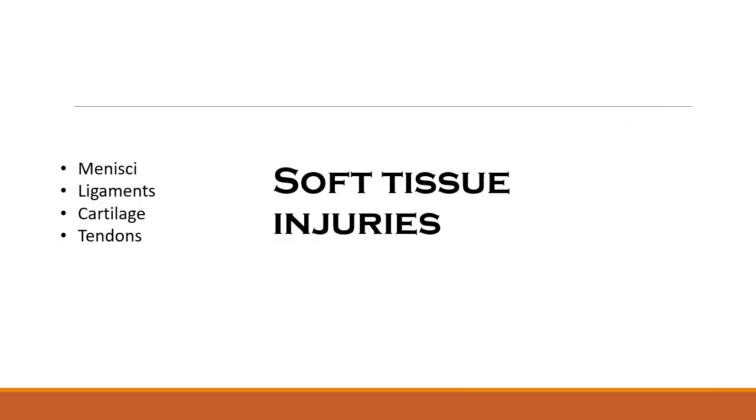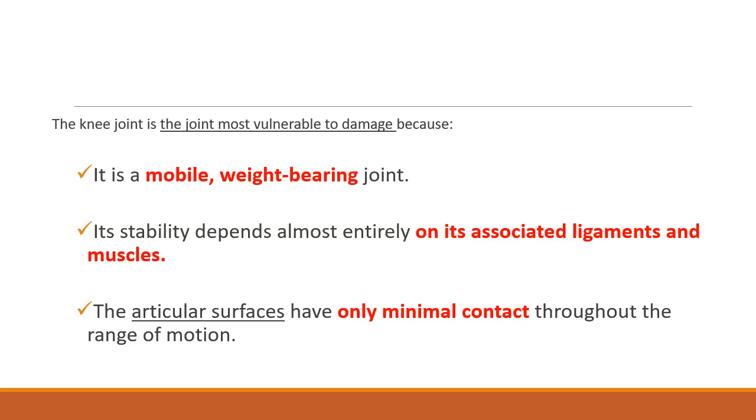In the second part of this presentation, we will talk about soft tissue injuries, including menisci, ligaments, cartilage, and tendons around the knee joint. The knee joint is one of the most vulnerable joints for sport-related injury and injuries in general. That is because it is a weight-bearing, load-transferring big joint.